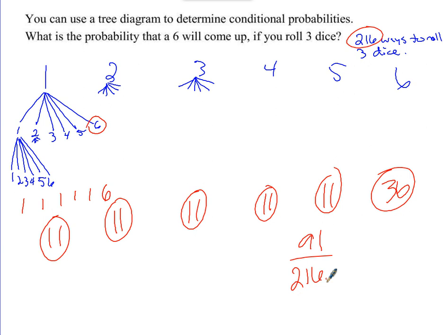If the fraction reduces, reduce it. You want to write that as a decimal to get the probability. The answer would be 0.42. In other words, 42% of the time that you roll 3 dice, you should see a 6 on one of those 3 dice.